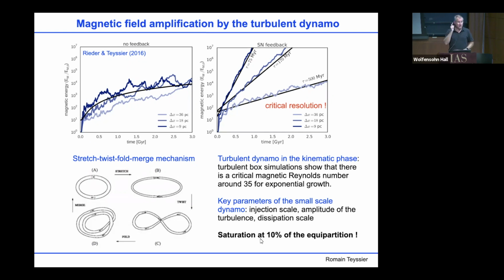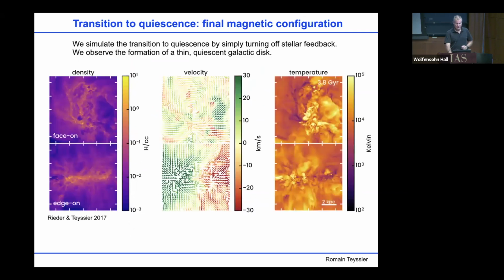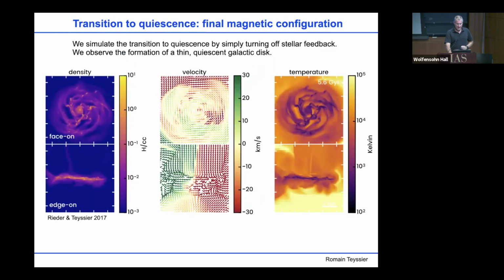And then remember what we found in the observations: high redshift galaxies have a higher field than low redshift galaxies. In this picture, it works like a charm, right? Because high redshift galaxies are also more turbulent than the present-day galaxy. Okay, so this is the typical signature of the turbulent or small-scale dynamo, depending on what terminology you prefer to use here. Okay, I'm going to skip that.